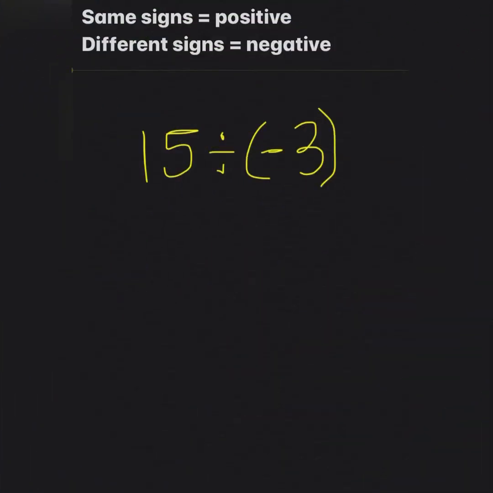So let's look at some more examples. So we have 15 divided by negative 3. How many times can we get 3 out of 15? 5 times, right? Because we know 3 fives are 15. Do we have same signs or different signs? We have a negative here and no sign is attached, so we know that it's a positive. So we have a negative and a positive, different signs. So we end up with a negative 5.